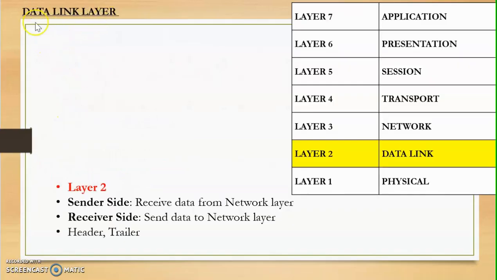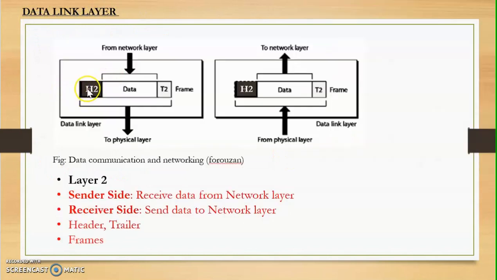Next, let us discuss the data link layer. Data link layer is the second layer in the OSI model. So being the second layer, the data link layer will receive information from the layer above it, that is from the network layer. At the data link layer, it will add its information in headers and trailers and pass the frame to the physical layer. The physical layer will then convert the bits to signal and pass it over the network or the transmission medium.